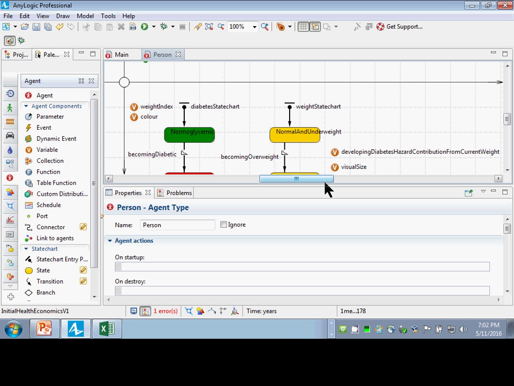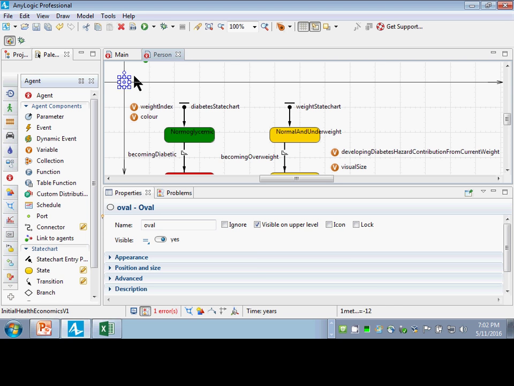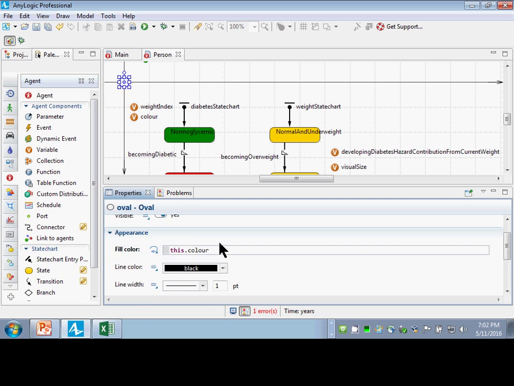Okay, so here we go. We're going to go to this oval, and we're going to change its appearance. Right now, its appearance depends on this dot color, but we're going to make that no longer be the center of the circle. We're going to instead have the color variable set the outer ring of the circle, the border of it.